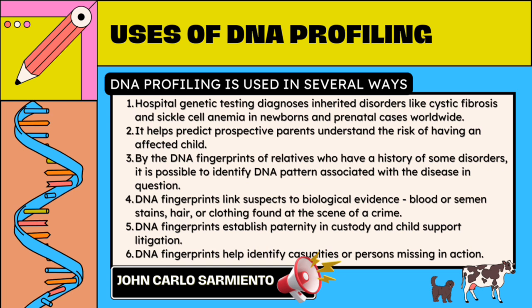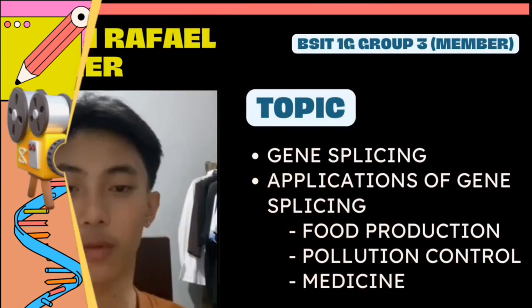Number 4. DNA fingerprints link suspects to biological evidence, such as blood or semen stains, hair, or clothing found at the scene of a crime. Number 5. DNA fingerprints establish paternity in custody and child support litigation. At last, number 6. DNA fingerprints help identify casualties or persons missing in action.